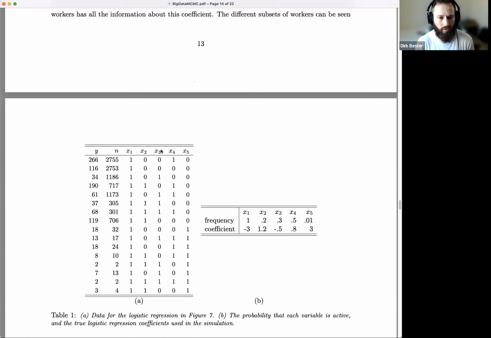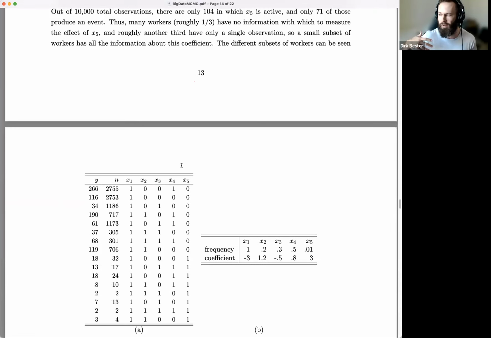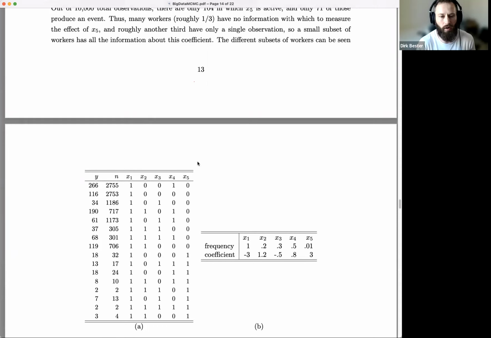This is also why a lot of the models they use are little logistic regression models, because they have to predict right before they show you the ad what's going to happen. How likely is it to be clicked on? And small logistic regression models are usually quite nice for that.